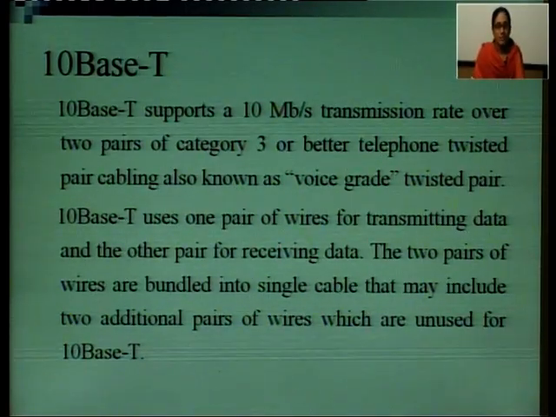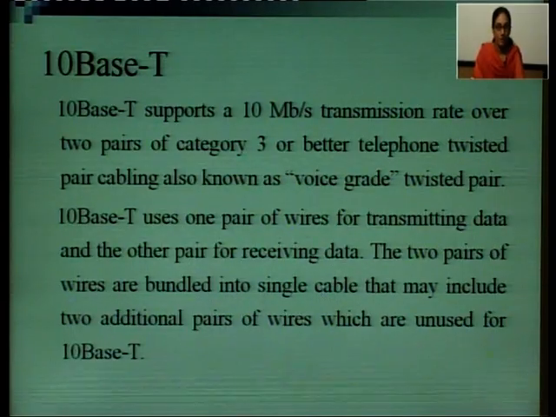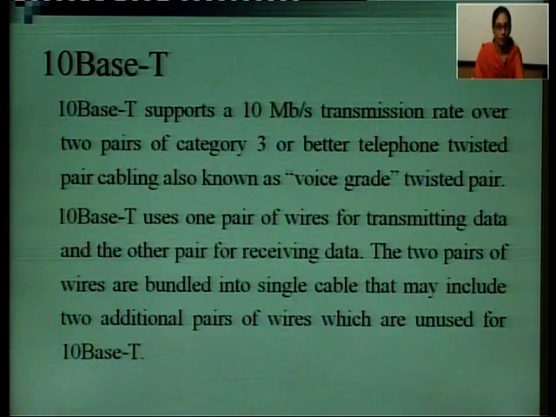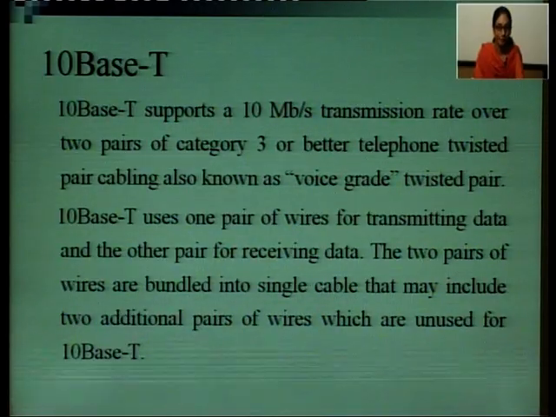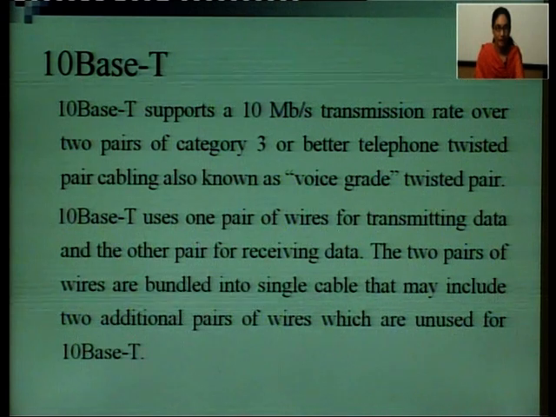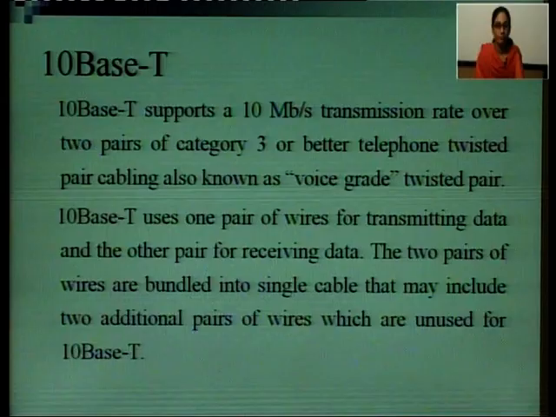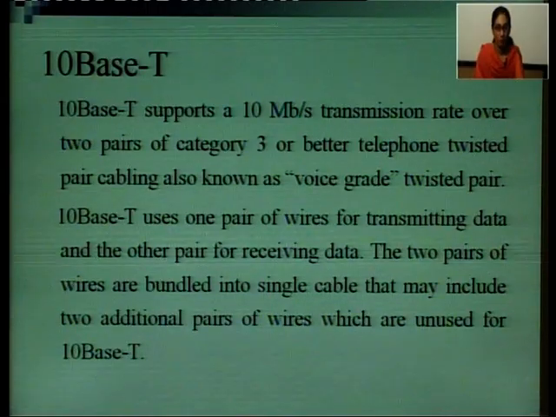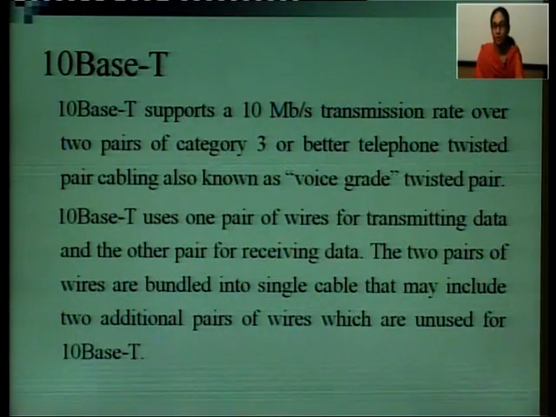Next is 10BaseT. 10BaseT supports the 10 Mbps transmission rate over two pairs of category 3 or better telephone twisted pair cabling, and it is also known as voice grade twisted pair. In 10BaseT, we use one pair of wires for transmitting data and another pair for receiving data. The two pairs of wires are bundled into a single cable, which may include two additional pairs of wires that are unused for 10BaseT.